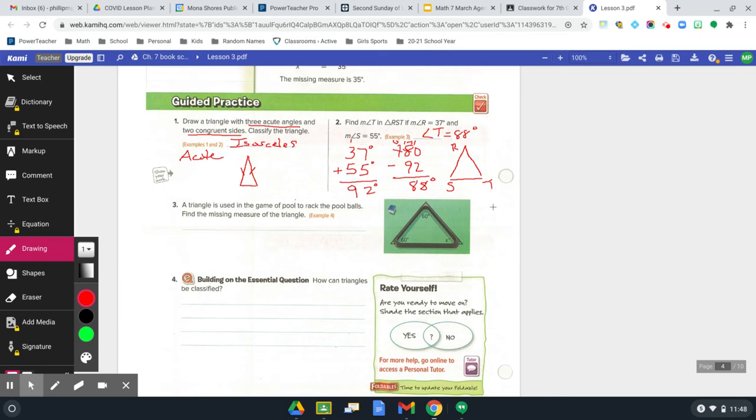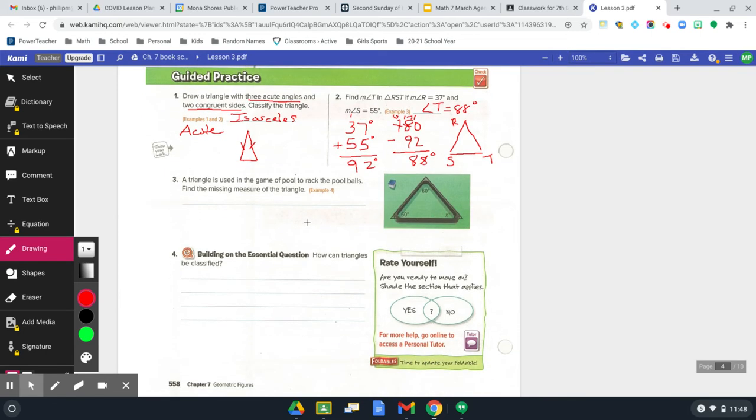Take a look at number 3, right below it. So it says a triangle is used in the game of pool to rack the pool balls. And so find the missing measure of the triangle. This triangle is one that I've talked about when we were talking just about classifying triangles by its sides and angles. And if you look, you've got two angles that are 60 degrees. Well, that's 120 degrees already. Well, wouldn't this also be 60 degrees, because that gives you 180?